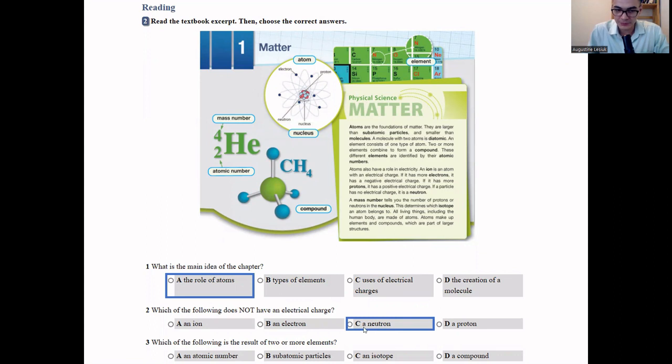And for the third one, which of the following is the result of two or more elements? The answer to this one is compound. So a compound is the only answer here that involves two or more elements. Everything else does not. So those are the answers. We're moving on to the next section.